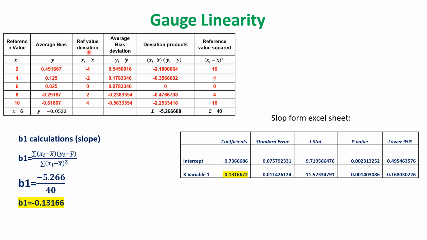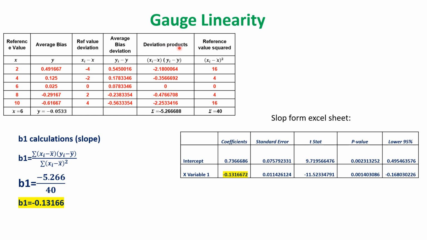Then the reference value deviation for this particular column, that is column 1. The average should be subtracted from the first value, that is 2 minus 6, that is minus 4. 4 minus 6, in this way the reference value deviation is to be calculated. Similarly for the average bias, the average should be subtracted from each value. So this value I got from this formula.